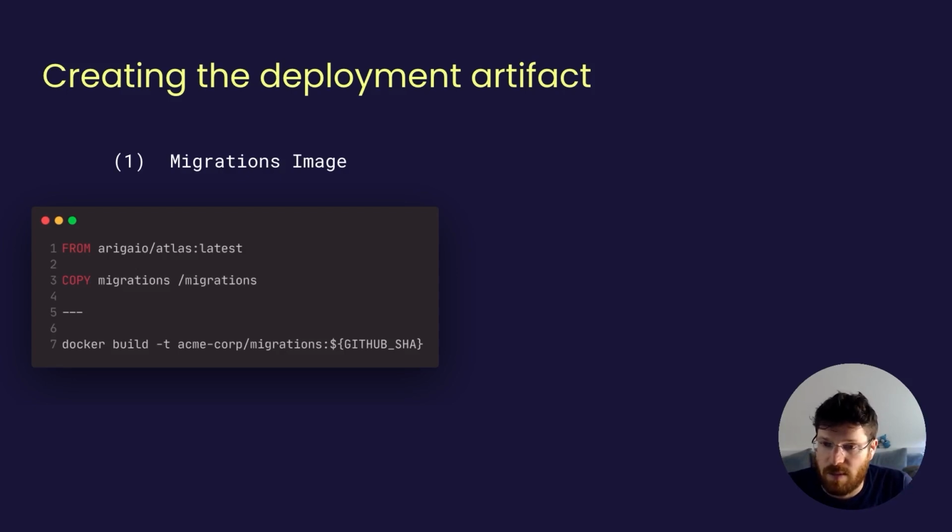Its base is going to be Atlas, so it's going to contain the Atlas binary, which is going to run your migrations. And you're going to copy your migrations directory into this image so you can basically access it during runtime. The important thing is to give this image the tag of your GitHub commit SHA or whatever versioning scheme you're using, so it can be correlated with the application version that you're going to deploy.